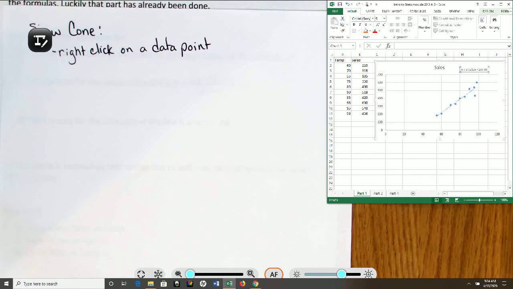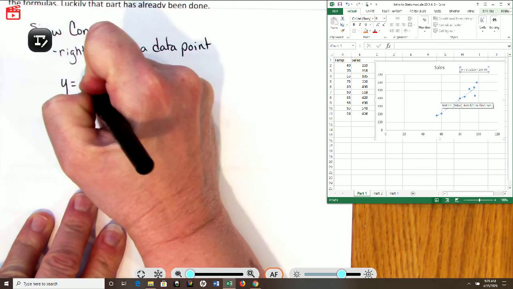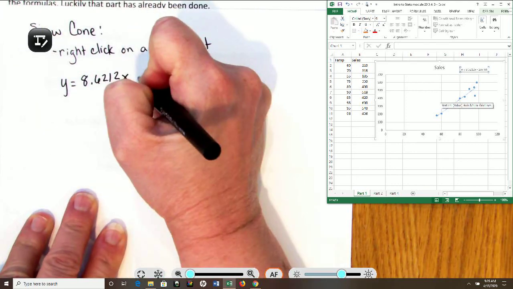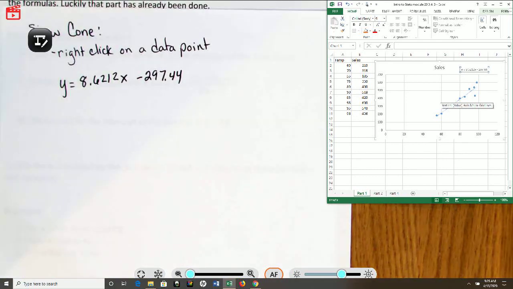Okay, so there's the straight line that fit the data the best. It shows you that straight line, and it also gives me that equation. I'm going to write the equation over on our paper. So y equals 8.6212x minus 297.44. And now we're going to describe what some of these numbers tell us.